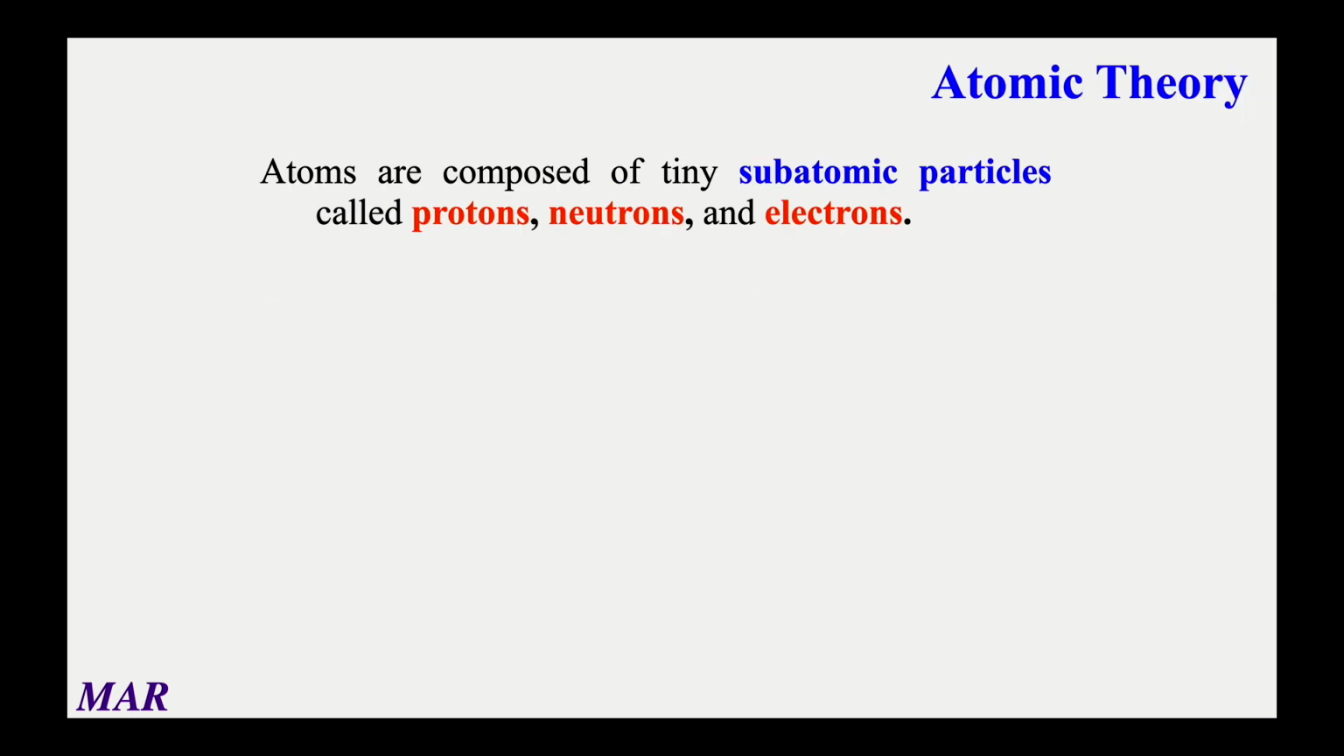Atoms have three pieces that make them different. So why is an atom of carbon, for example, different than an atom of nitrogen? It comes down to the number of protons, neutrons, and electrons. And these three are called subatomic particles.